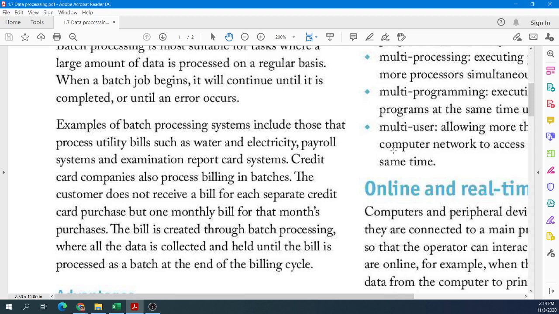Credit card companies also process billing in batches. The customer does not receive a bill for each separate credit card purchase, but one monthly bill for that month's purchase. The bill is created through batch processing, where all the data is collected and held until the bill is processed as a batch at the end of the billing cycle.